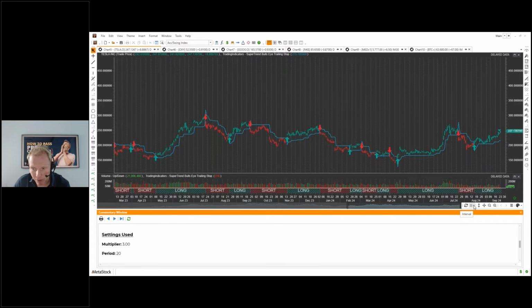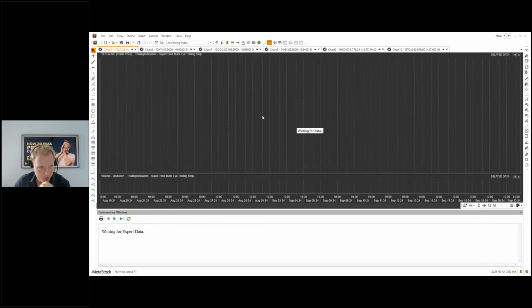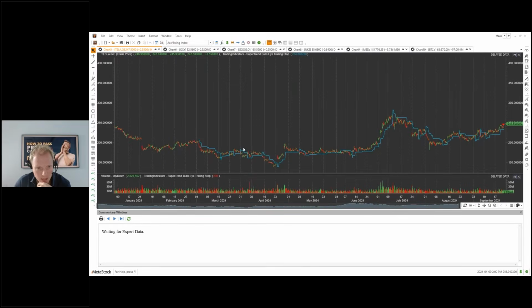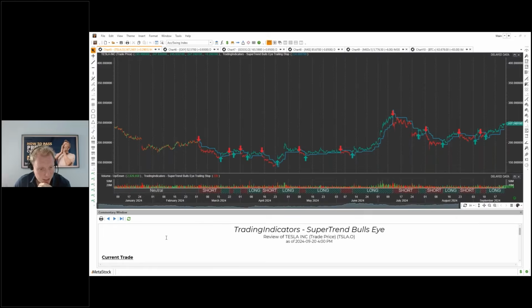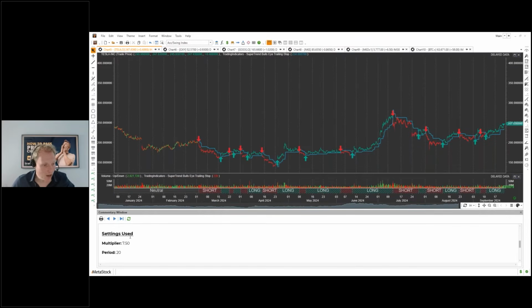What if I go from the daily time frame to, let's say, the hourly? I can do this in MetaStock very easily. I do it. The indicator is recalculating. But if I now go down here to my settings, we can now see that the optimal settings for this chart, for the hourly time frame of Tesla, is now 7.5 for the multiplier and 20 for the period.